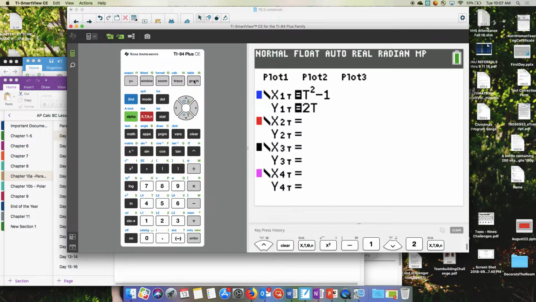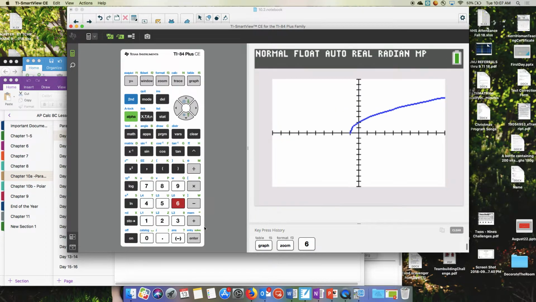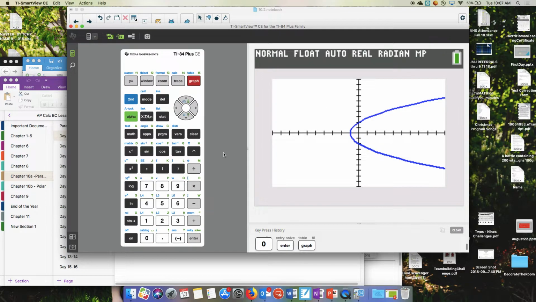So if I were to graph this right now, you would only see half of that parabola because my calculator is automatically set at 0 to 2 pi. So if you wanted to see all of it, you would have to go to your window and change your t min and your t max. So if I said like -10 to +10, you would see all of it.